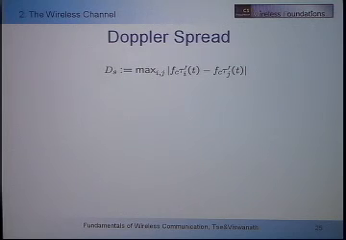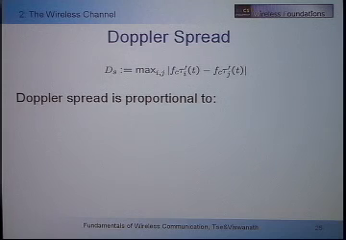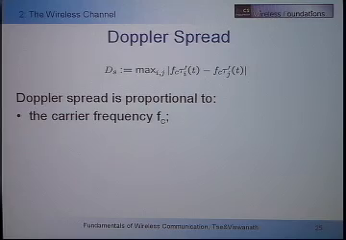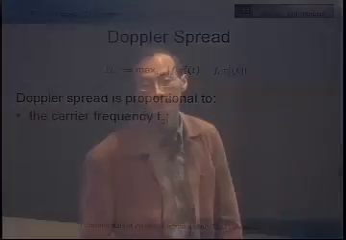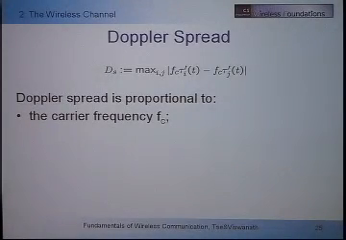So now if we look at this formula, we can ask ourselves, what does the Doppler spread depend on? Well, the Doppler spread will be proportional to, obviously, the carrier frequency. The larger the carrier frequency, the faster the shifts, and therefore the larger the spread. So if you are designing a system for 900 megahertz versus a system for 5.3 gigahertz, you would expect much faster variation at a 5.3 gigahertz system. That's number one. That's an important thing.